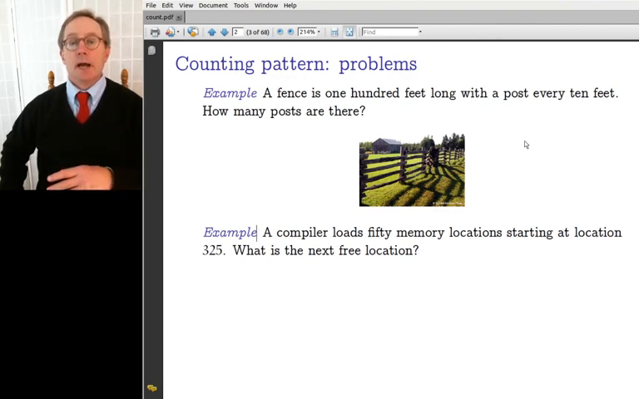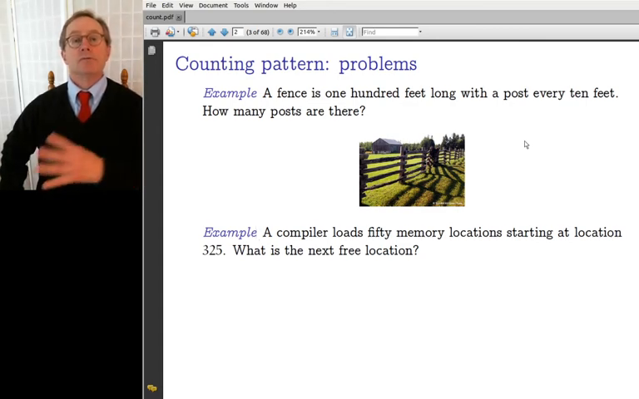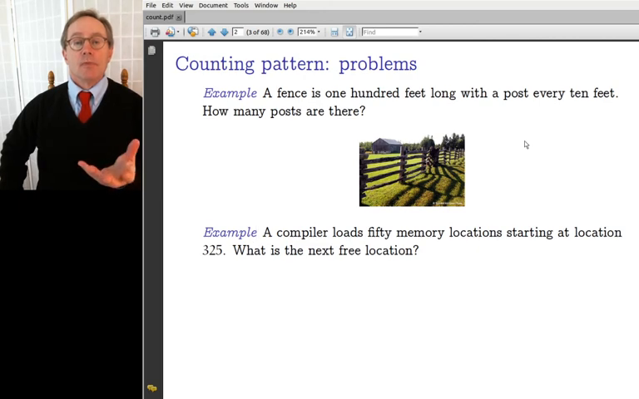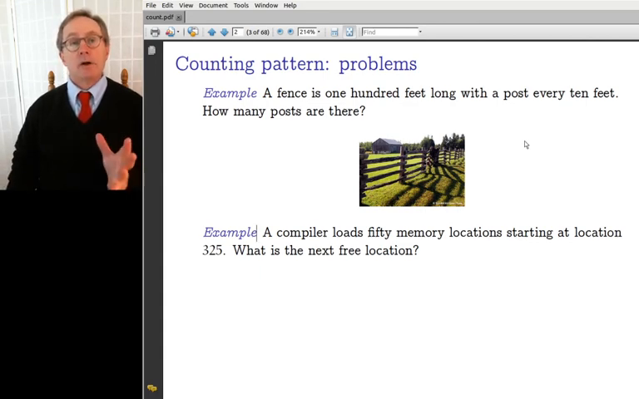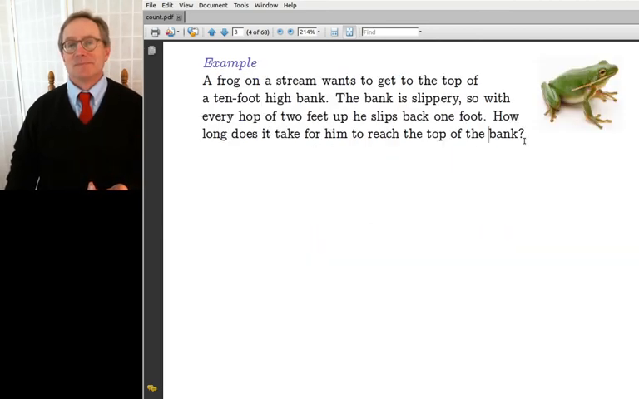So in this case, you might say to yourself, okay, suppose instead of 50 locations, suppose it was going to load one memory location starting at location 325. Well, so it puts the data into 325, and the next free location is 326. So the answer to this problem, if there are 50 memory locations, is to take 325 plus 50. 375 will be the next free location. And again, that could strike a person as one too few, but you got to force yourself to think what's the right answer, and even then you still get it wrong a lot of times.